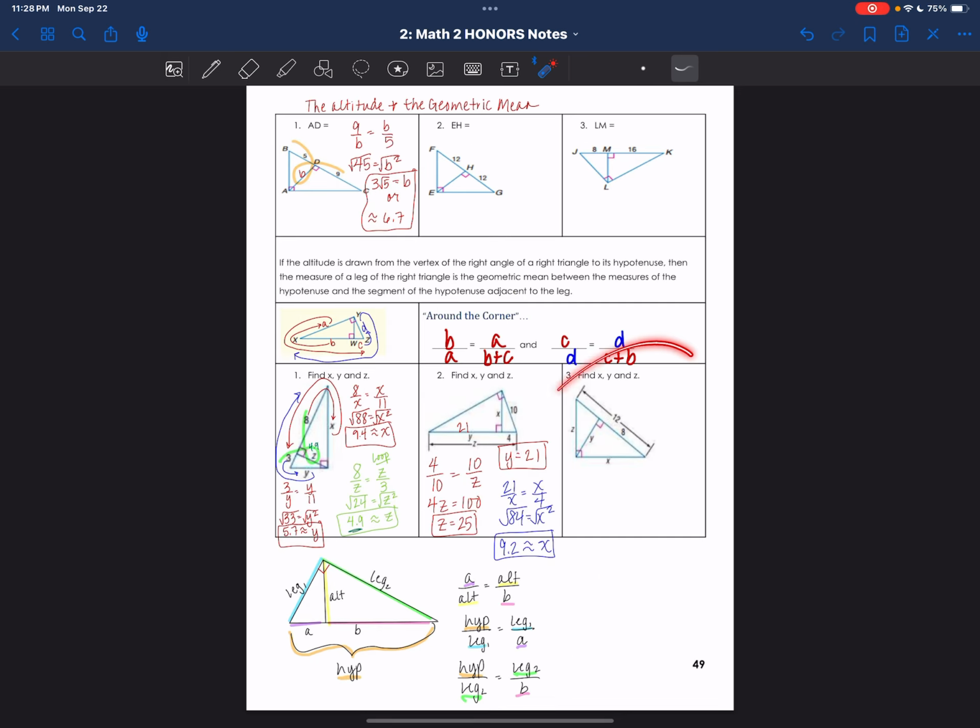All right, I want you to go ahead and try this, and then of course finish those if you didn't already, and that is your geometric mean.